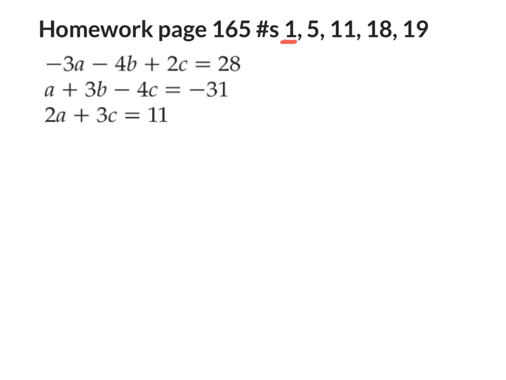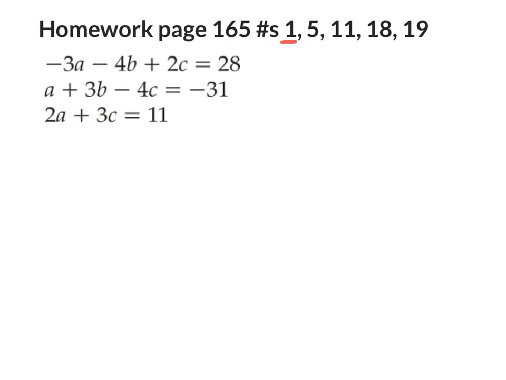So question number 1, this is from page 165. What do you notice about this system that's a little bit different than the ones we did yesterday? The third one, right? Usually we're solving 3x3 systems. Right here we have 3 equations, but not all 3 equations have 3 variables. We have an A, a B, and a C. And over here we only have an A and a C. It's missing a B value.